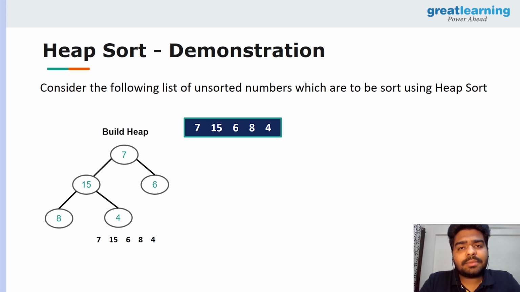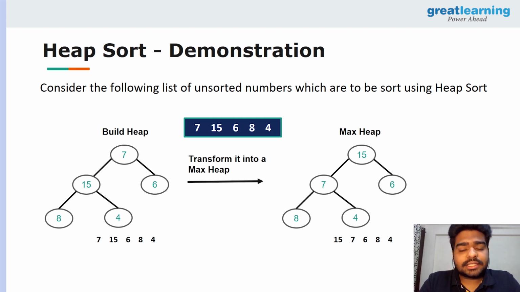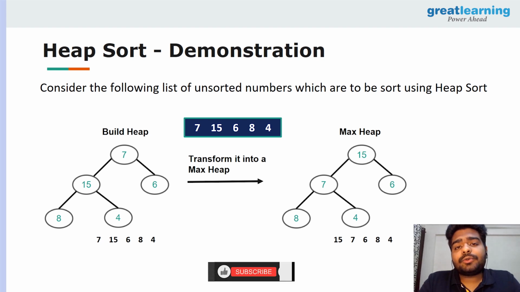So if you can see, I have just created the heap tree, which is something like 7, 15, 6, 8 and 4. And the numbers I have written down below. Step 2 was that I have to create a max heap out of it. So let's transform it into a max heap. When I do that, it looks something like this. Remember the point which I told you: when you turn a built heap into a max heap, you have to make sure that the parent node is always greater than the child nodes.